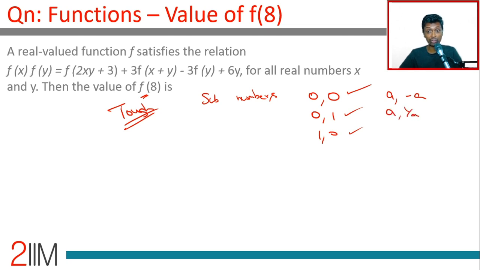Especially if you manage to find out f of 1. And the best starting point usually is plugging in 0 and 0. You need to find f of 8, but that is probably going to be a 2-3 step process. So let's say we put 0.